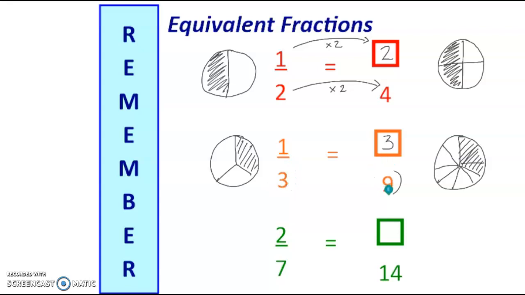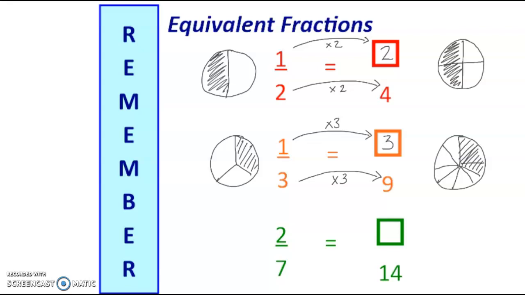But if I was to do it just quickly, I can say, how do I get from 3 to 9? What have I multiplied by to get from 3 to 9? Tell me. Well, be careful. 3 times 3 is 9. And whatever I do to the bottom, I also do to the top. So 1 times 3 gives me my answer 3 that I have in the orange box.